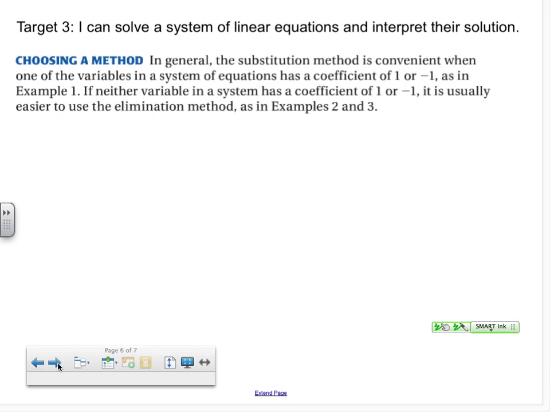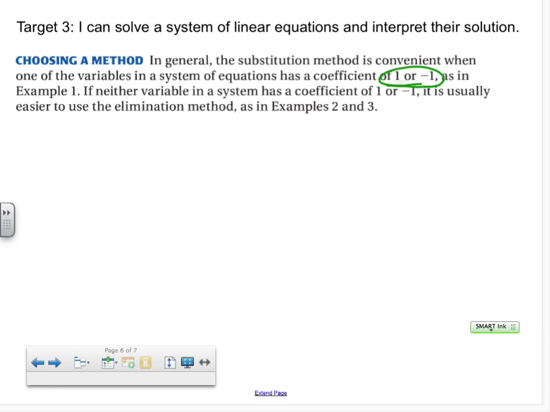Substitution is convenient when one of the variables has a coefficient of 1 or negative 1. Right? So if one of your coefficients is 1 or negative 1 on any one of the variables, substitution is usually more convenient and quicker and easier to do. Otherwise, you should use elimination. Both methods will always work. Some methods will be easier in some cases.